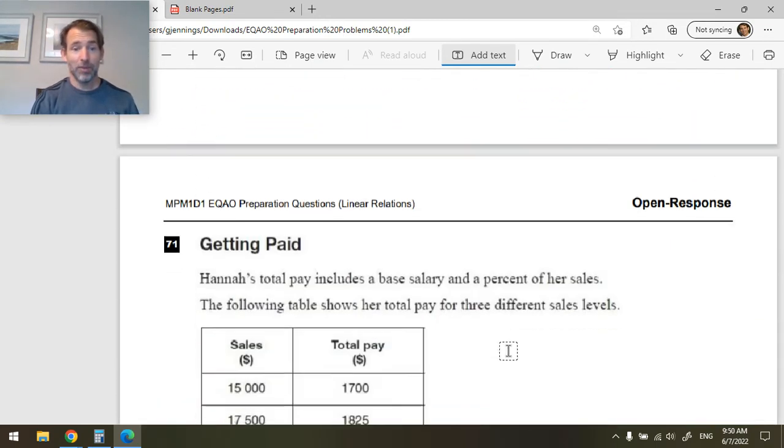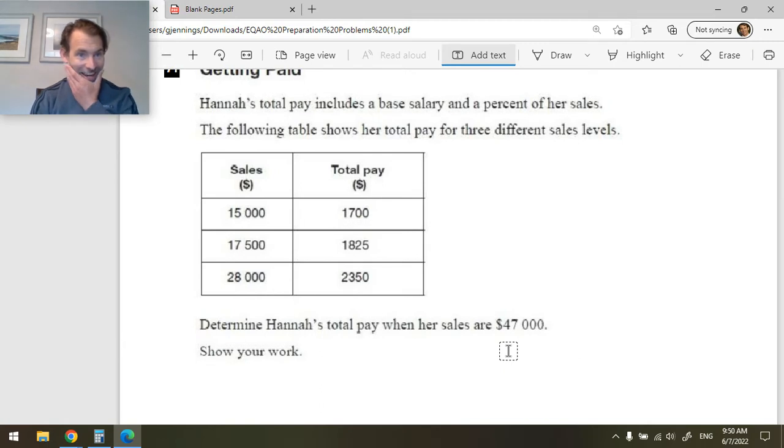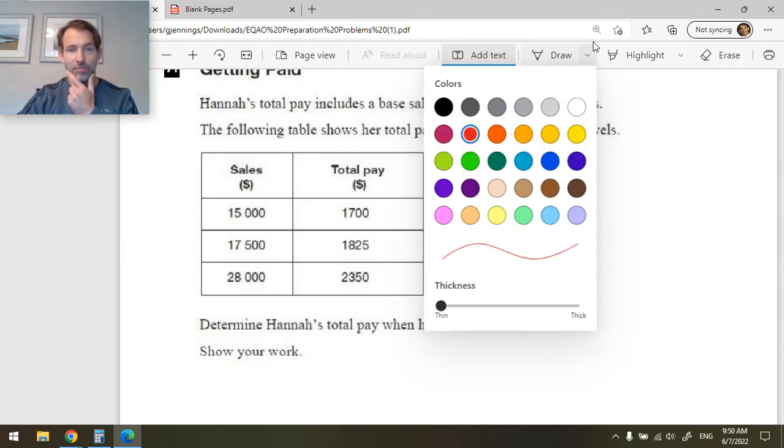So let's keep going. Getting paid. Who doesn't like getting paid? Well, Hannah likes that. Her total pay includes a base salary and a percentage of her sales. The following table shows her total pay for 3 different sales levels. If she sells $15,000, she will take home $1,700. If she sells $17,500, she takes home $1,825. And at $28,000, good work, Hannah, she takes home $2,050. And considering that that's her pay for a week, that's not bad. I don't know how long it takes her to make that much money.